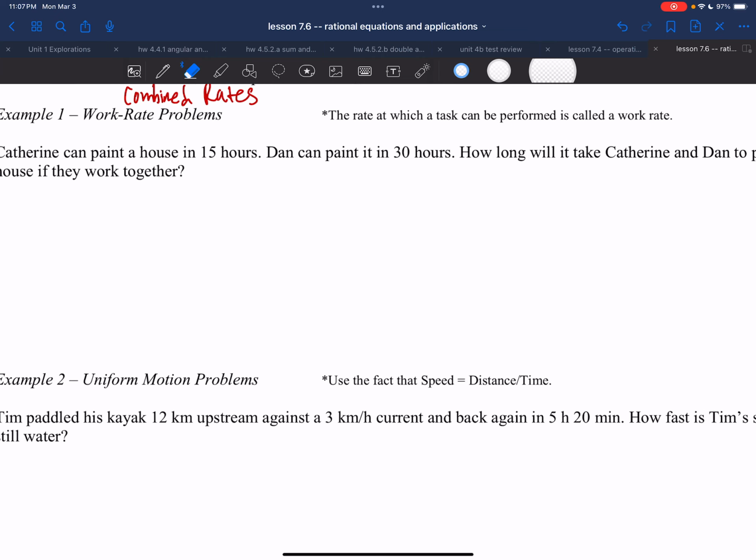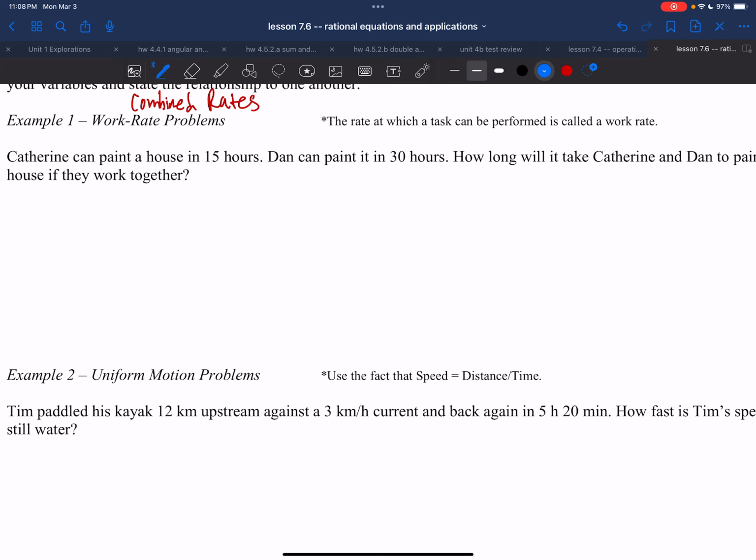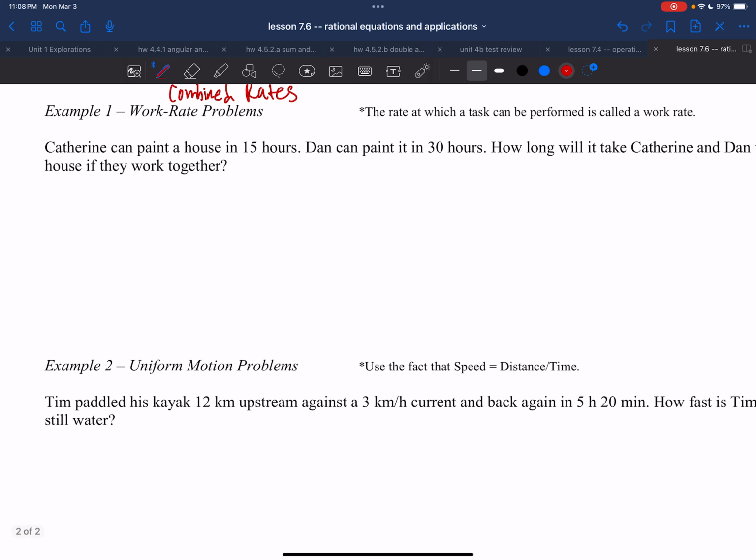This is a classic example. Catherine can paint a house in 15 hours. Dan can paint it in 30 hours. How long will it take both of them to paint the house if they work together, assuming it's the same kind of house? Assuming we're working on ticky-tacky houses where every single house is the same and they always paint at the same rate, which is a very ideal and unrealistic scenario, but just humor me. Say that they could do this.